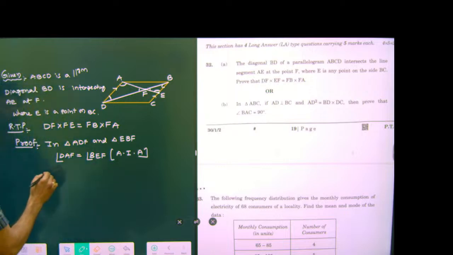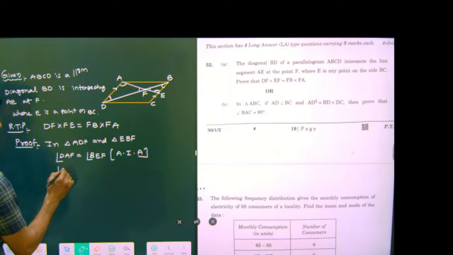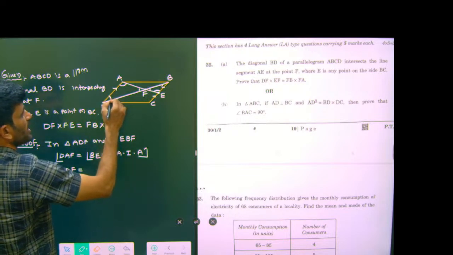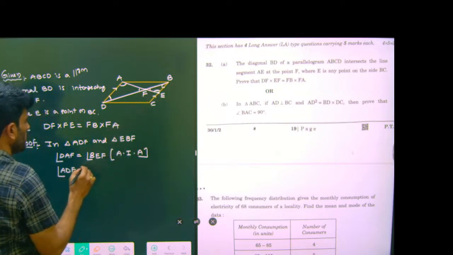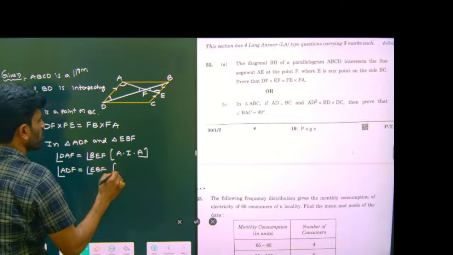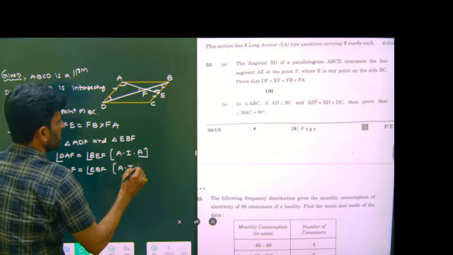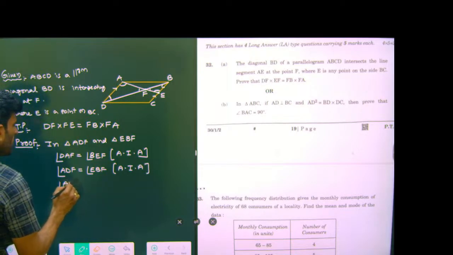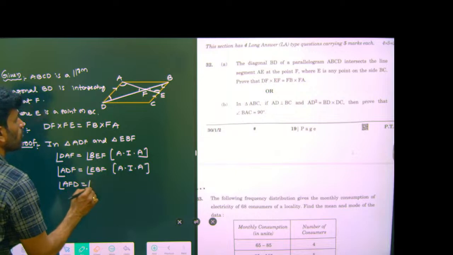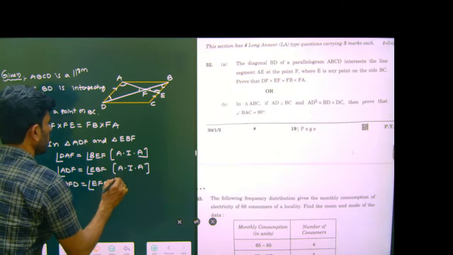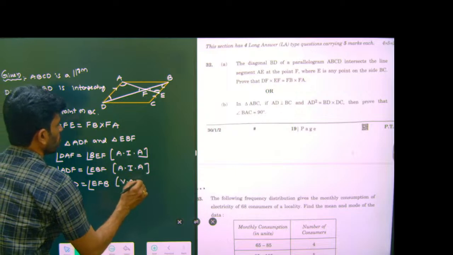Next, similarly, one more: angle ADF is equal to angle EBF. Why? Because they are also alternate interior angles. Two angles are equal, that is enough. But you can write one more also here. Angle AFB is equal to angle EFB, because they are vertically opposite angles.